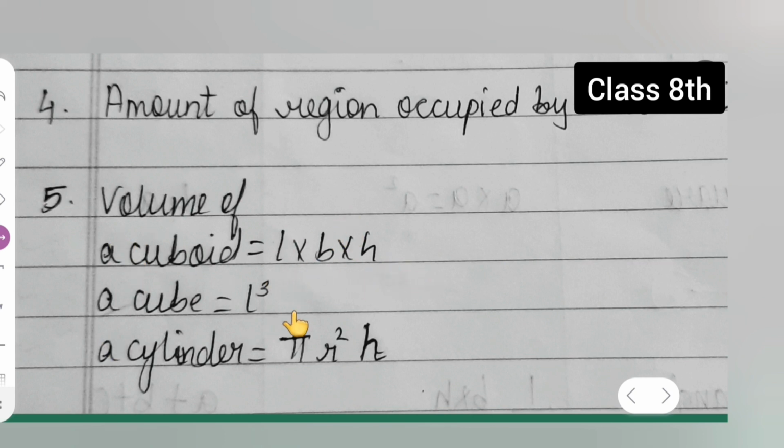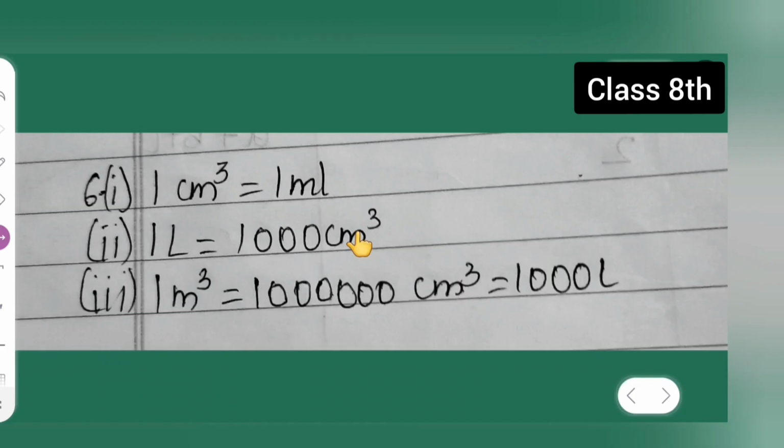Now volume of a cube is length cube, L cube. So volume of a cylinder is pi r square h. H is height, r is radius, and pi is the value. Okay. Now sixth is what?